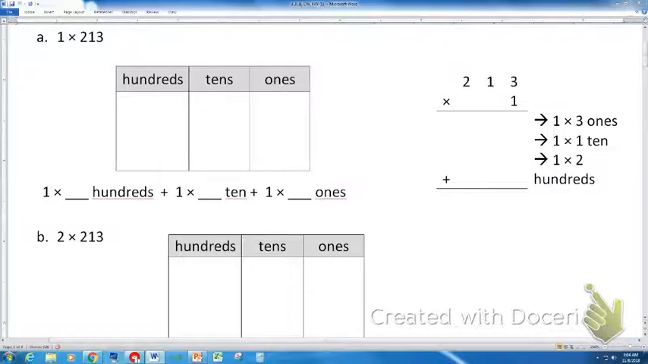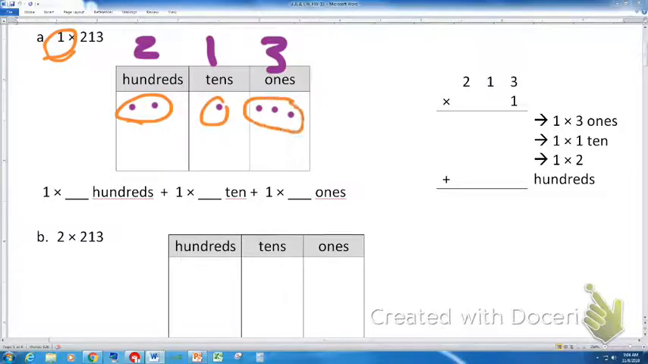So let's take a look at number 1. Number 1 shows 1 times 213. What we need to do is put our dots in our place value chart. So we put 2, 1, and 3. If we write our number up top, 213, that's how many dots we put in each one. Since we only need one group of it, we already have one group. So our answer is going to be 213.